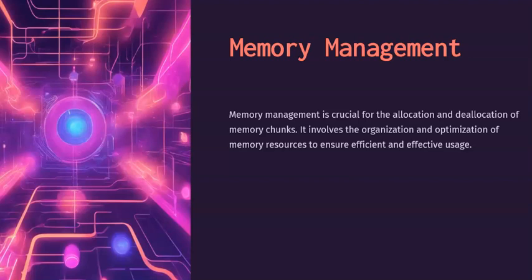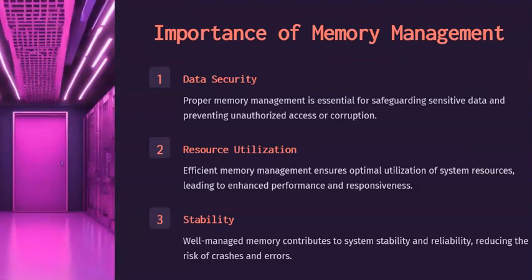What is meant by allocation? If you take a process from your hard disk and place it inside your main memory, it is called allocation. After the processor has completed its work, we have to remove that process from the main memory. That is called deallocation. This is the main work of memory management: allocation and deallocation of memory chunks.